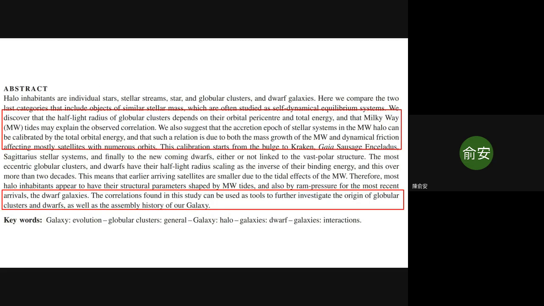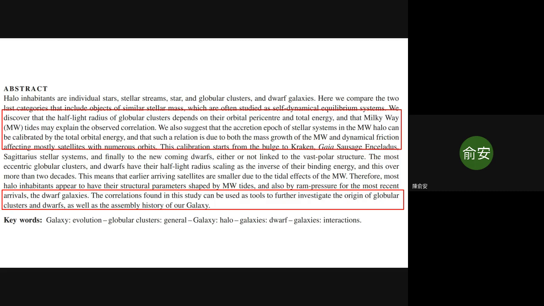So in the broad picture, in the field of galactic archaeology, we want to know when and how our Milky Way formed, which parts formed where, and also when dwarf galaxies fell into us. In this paper, they discovered that the half-light radius of globular clusters depends on their orbital pericenter and total energy, and that the Milky Way tides may explain this correlation, although I don't think they have a very strong argument for this, but they suggest it.